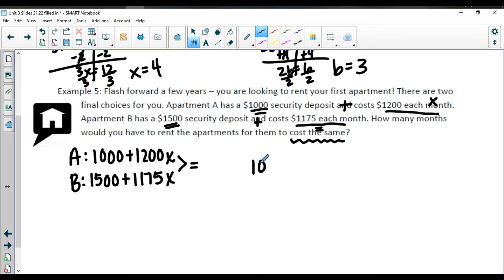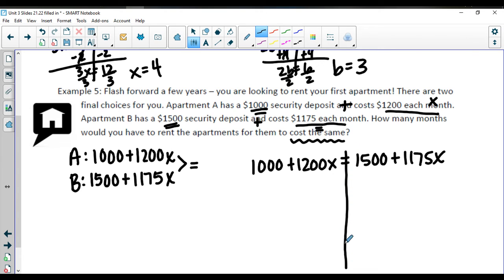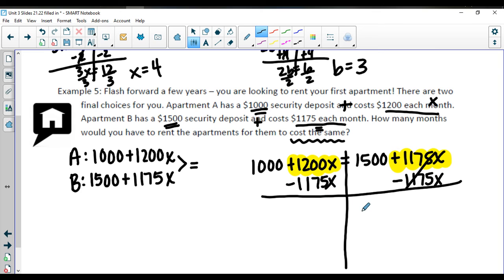So we're going to go ahead and set up 1,000 plus 1,200x is equal to 1,500 plus 1,175x. Solving this, even though the numbers are a lot bigger, we have 1,200x or 1,175x. Remember, we picked the one that's smaller, which is here. So we're going to subtract 1,175x. Those will cancel, leaving us with 1,500. And 1,200 minus 1,175 is going to leave us with 25x. That's positive, and we still have the 1,000 out front here.